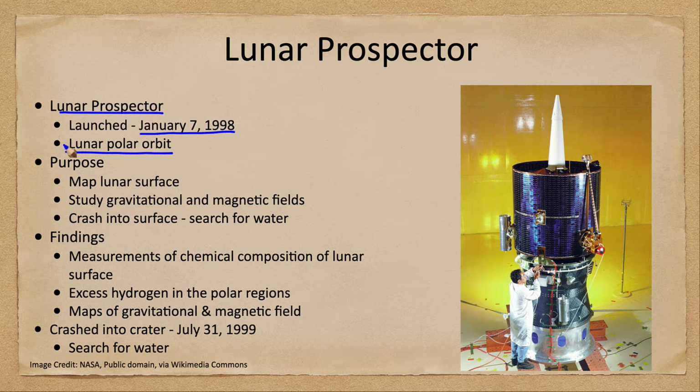Its design was to do things like map the surface of the moon to be able to better understand it, and to study the gravitational and magnetic fields. Now, at the end, it would crash into the surface in a search for water. So what did the craft find? Well, let's take a look at some of the images from it.